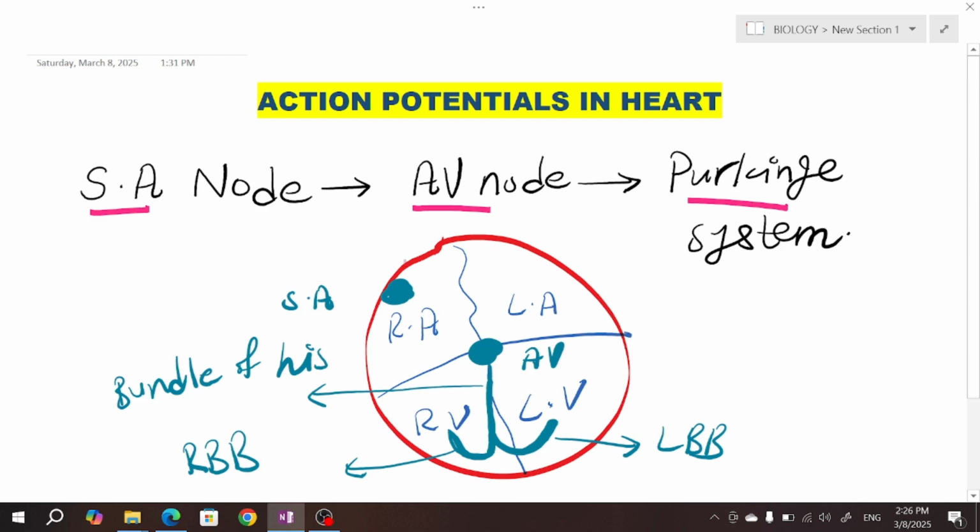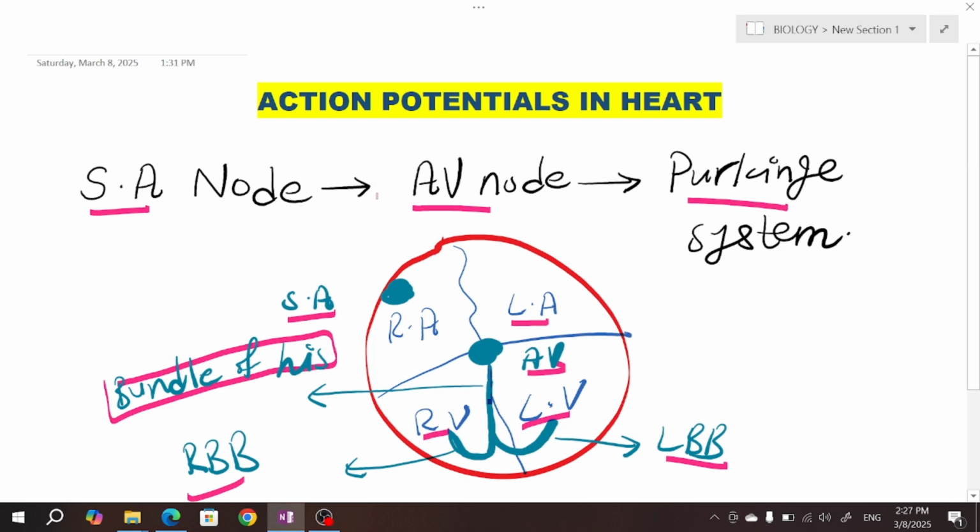Now suppose this circle represents your heart, and these lines represent the right and left of the heart. Suppose this is the right atrium and this is the left atrium, this is the right ventricle and this is the left ventricle, and these are the conducting system of the heart. Suppose this is the SA node, this is the AV node, and this is the bundle of His as I have written here, and this is the left bundle branch and this is the right bundle branch.